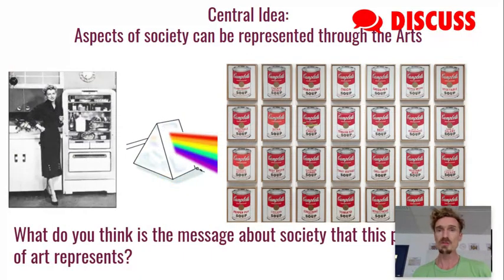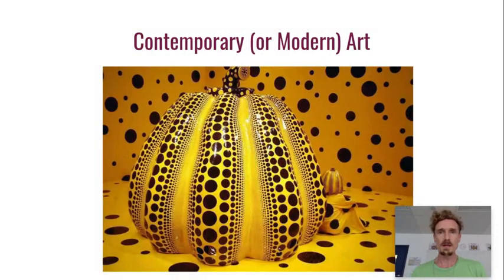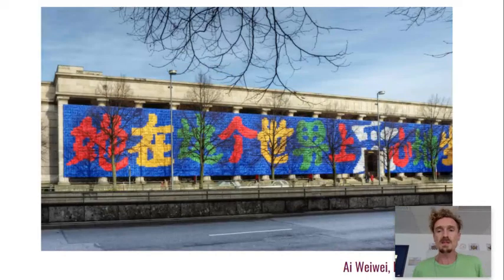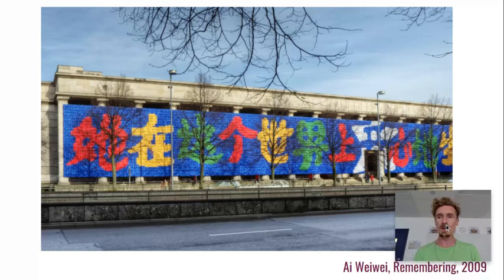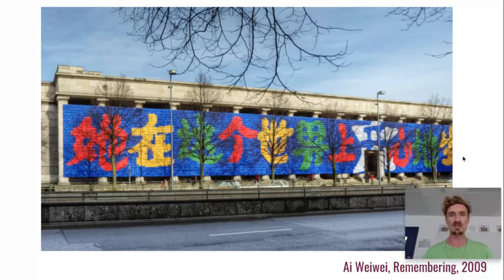Andy Warhol produced these paintings with the soup cans that you're familiar with. What was he trying to say about his society with this art? Now we're going to look at contemporary art or modern art. Okay, that's art today. What are artists trying to say today about their society? I'm going to take a piece by an artist called Ai Weiwei. Excuse my pronunciation if that's wrong.